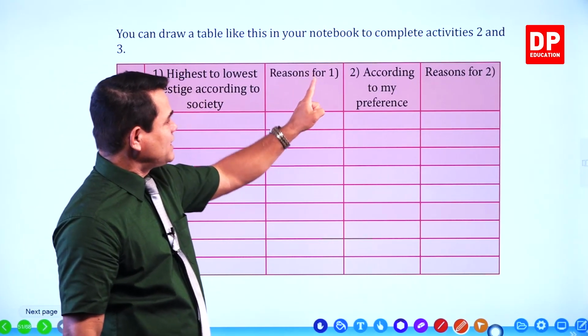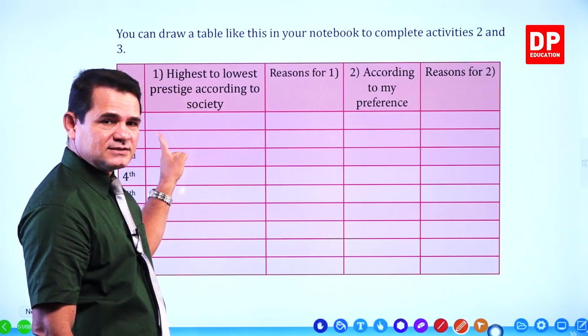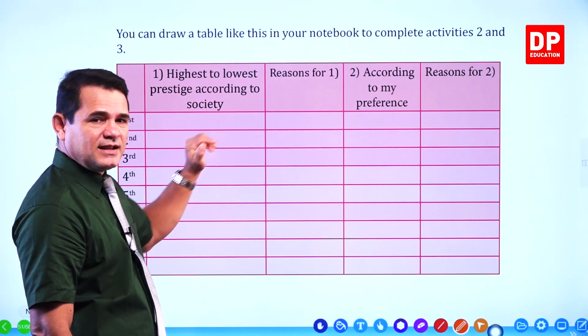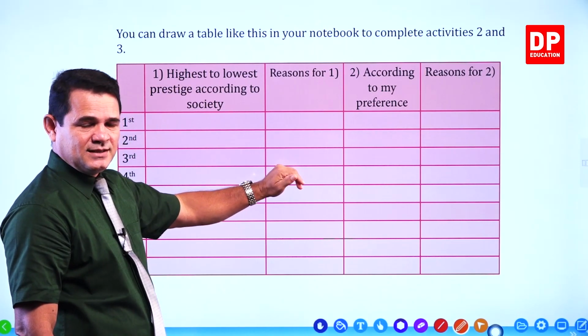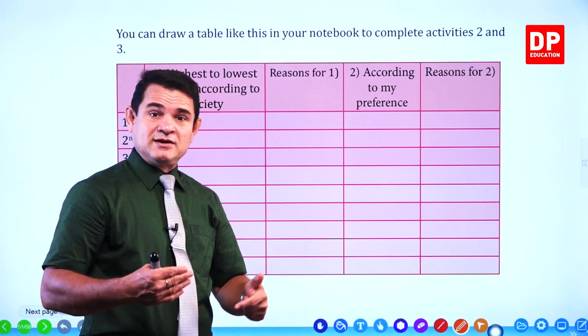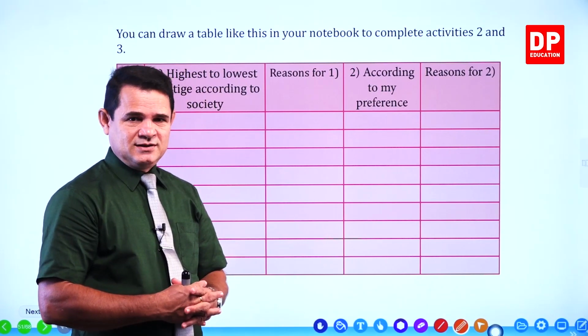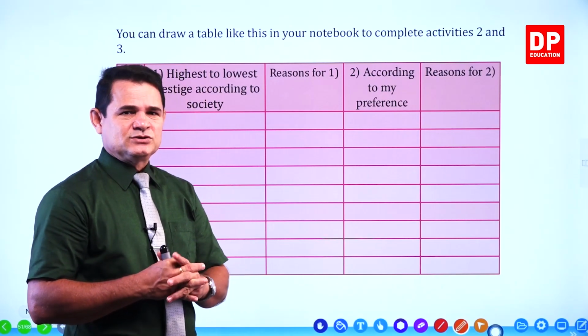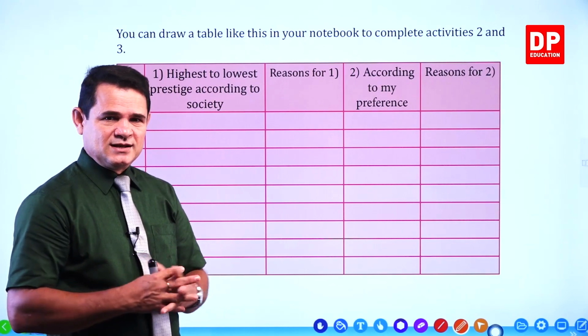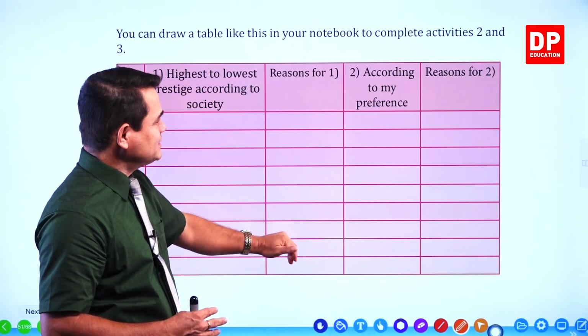Then reasons for number 1. Why it is given number 1? Right? ඒකට හේතුව. Is it the prestige? සමාජයේ ලැබෙන නම්බුව ගෞරවය ඒ අනුවද? So that is only an example. So as you find ඔබ සොයා ගන්න තොරතුරු අනුව write the reason.